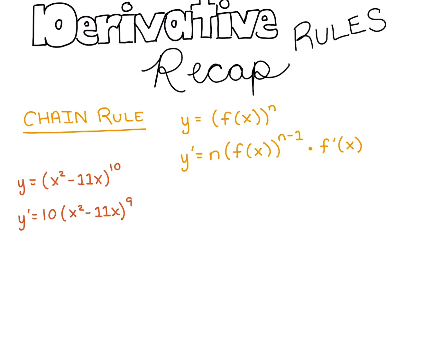So just like if you had x to the 10th, you'd say 10x to the 9th. But here we have 10, and then we keep that x squared minus 11x, and now that's raised to the 9. Last part about the chain rule is multiply by the derivative of the inside. So derivative of x squared is 2x, derivative of negative 11x is negative 11. So not a tough rule to do by any means. Not too much longer than just bringing down the power and subtracting 1 from the new power. What makes it trickier is trying to recognize it.